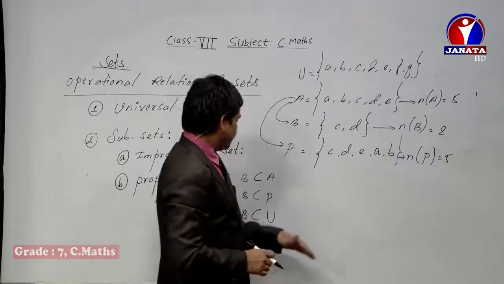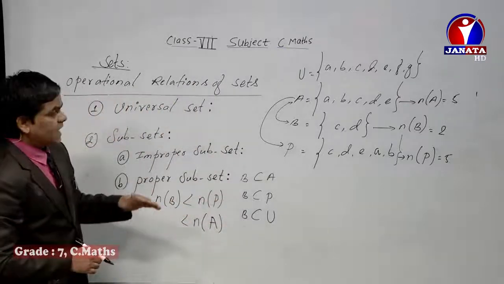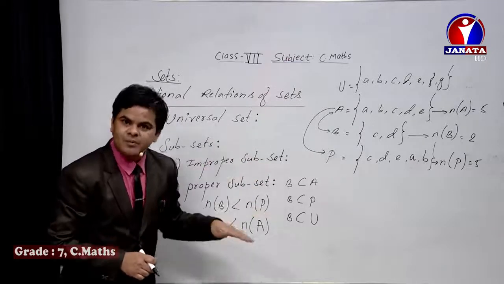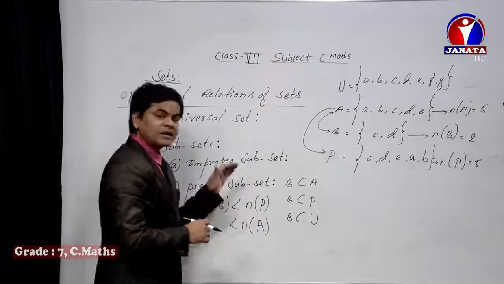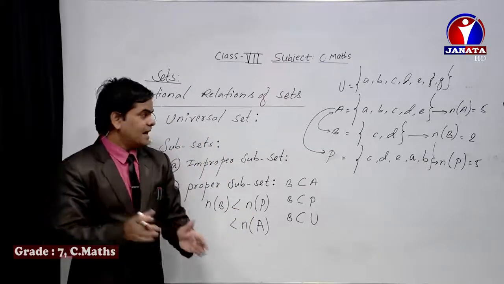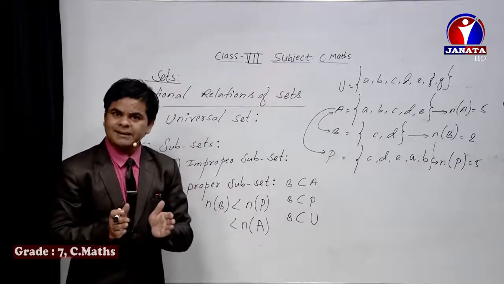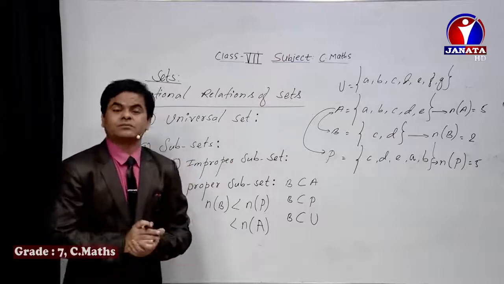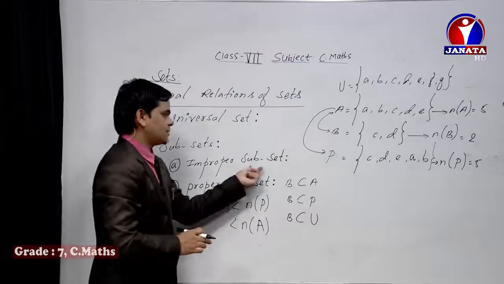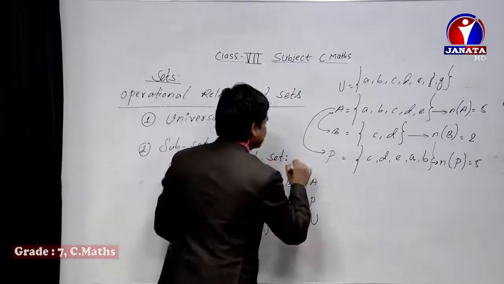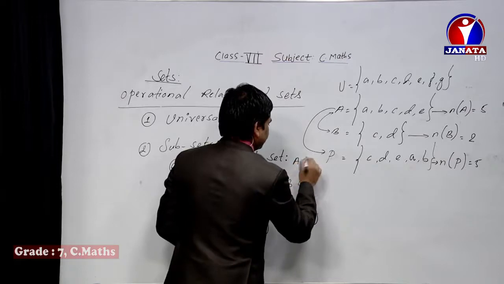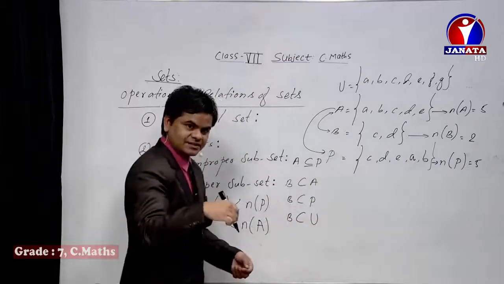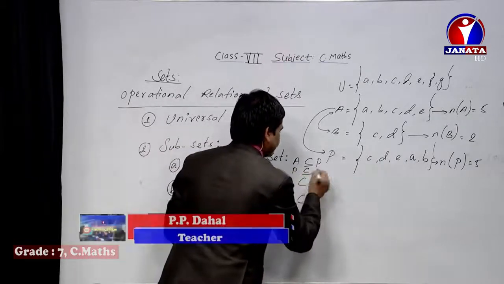In such cases, that type of subset has the relation of improper. They are known to each other as improper subsets. If cardinally there are an equal number of elements and the elements contained in both sets are also the same, then the relationship between the two sets is known as improper subset. And symbolically we write A is the improper subset of P, or you can write it by reversing, that means P is the improper subset of A.